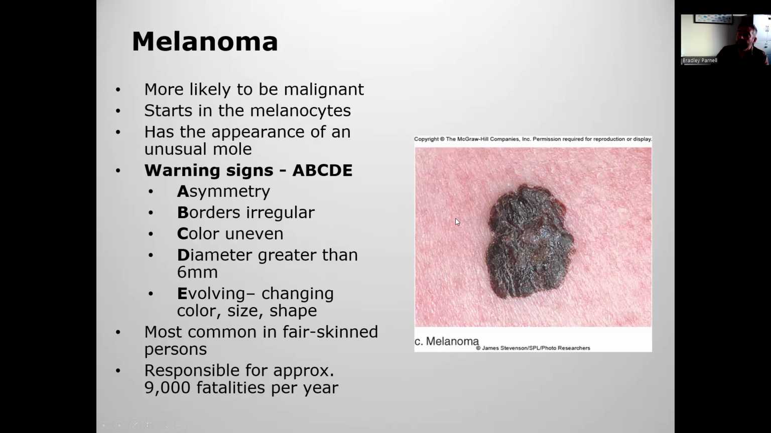If those borders are irregular, so you see it has jagged borders. If the colors are uneven, so you can see a mix of colors in this spot. Diameter greater than 6 millimeters, which is about the size of a pencil eraser. And then if it's evolving, is it changing? Is it growing? Is it raised? Is it changing size, shape, etc.? Again, any of these conditions or any spots on your skin, it's always just a good idea to go to the dermatologist if you can and have them look at it so you make sure you're safe.